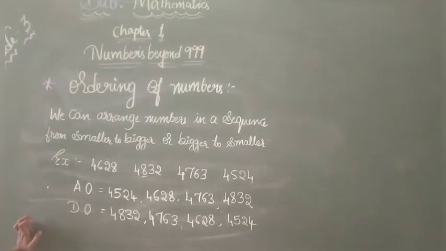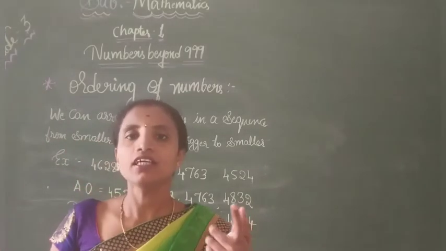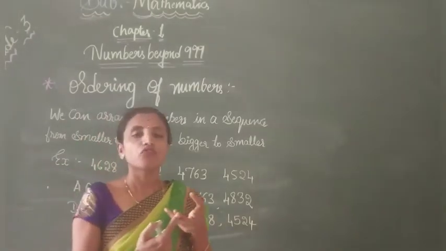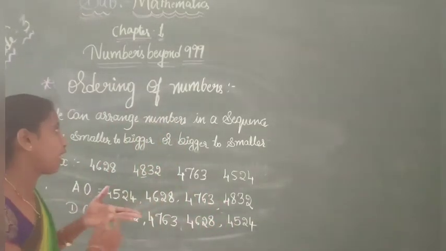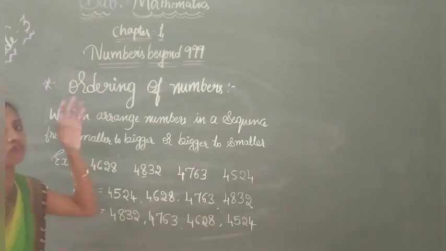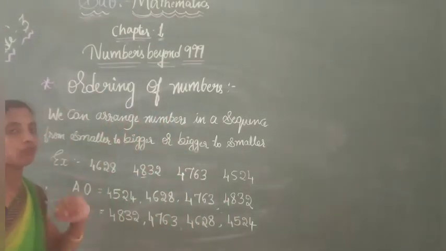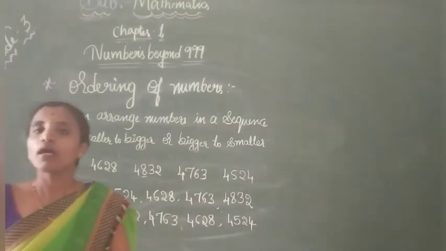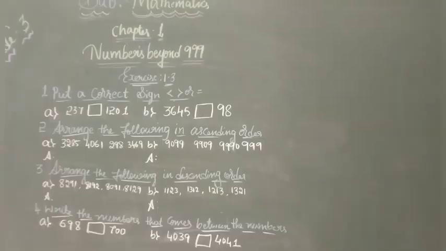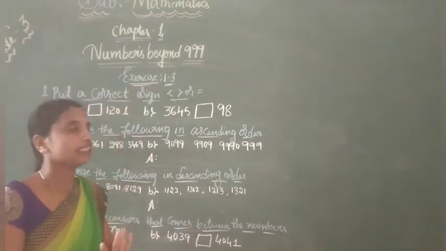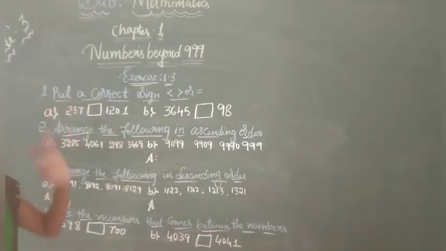Any doubts? Okay. What are the topics we discussed? First, comparison of numbers. Next, before, after and between numbers. And next point, ordering of numbers. Okay. Now, we move to the textbook for exercise 1.3. Look children, here is your exercise 1.3. First we put the correct sign, which is the greater number.